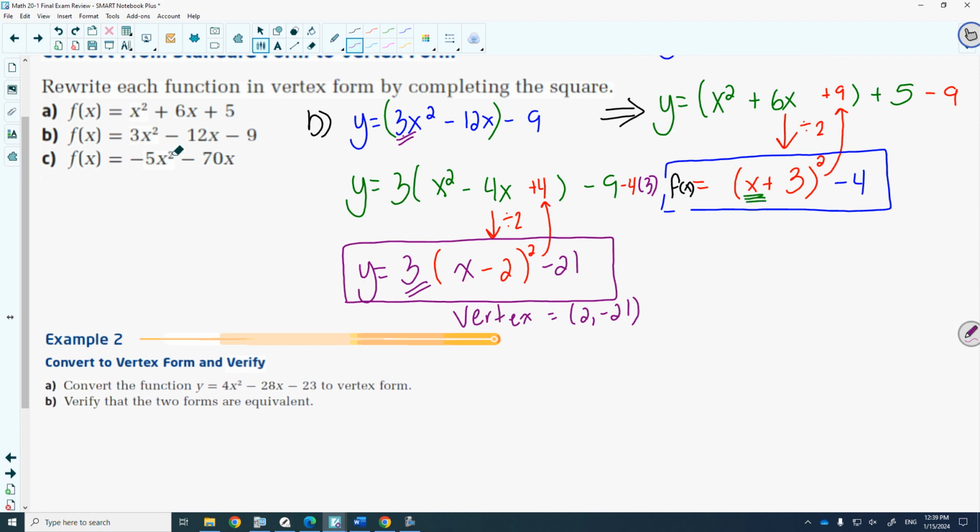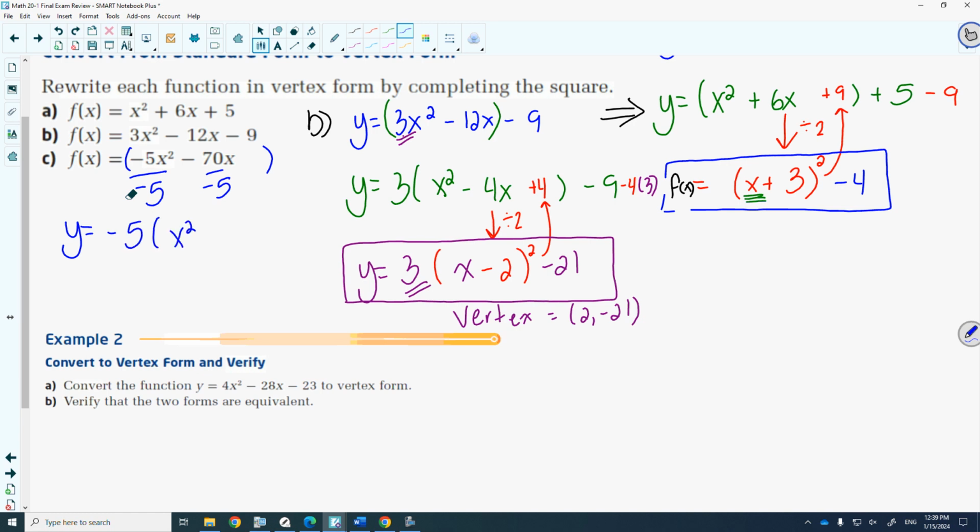Okay, try this one. So we don't have a constant, but that's fine. Brackets go around. Actually, we'll do this one together, and then you can do this one on your own. I'll give you a minute to do this one. Okay, so create your brackets. Get your a value outside. So divide each of those by negative 5.